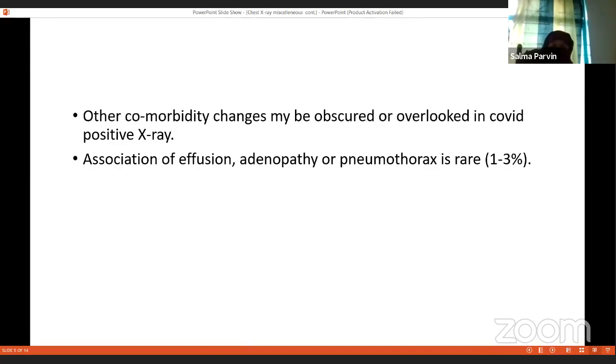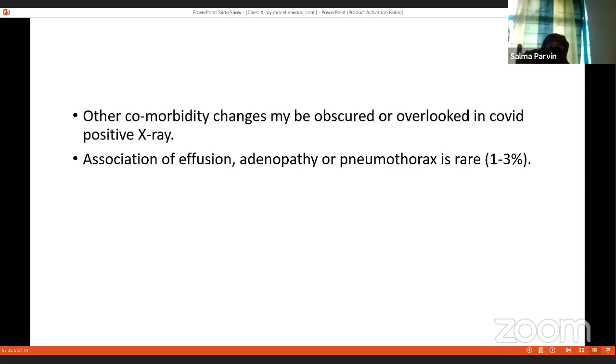The other important thing we should not forget, in the association of COVID and the pandemic situation, is that comorbidity changes which are potentially important for the chest X-ray in seriously ill patients may be obscured by the COVID lung presentation or may be overlooked in a COVID positive X-ray.